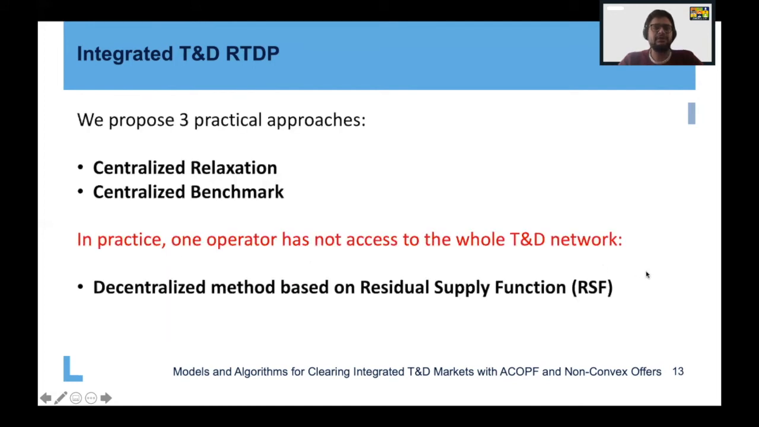And to solve this problem, we will assume three practical approaches: one based only on relaxation, one which we will call a benchmark and allows us to have feasible physical dispatches. And since in practice one operator does not have access to the whole transmission and distribution network, we will propose a decentralized method based on a residual supply function.